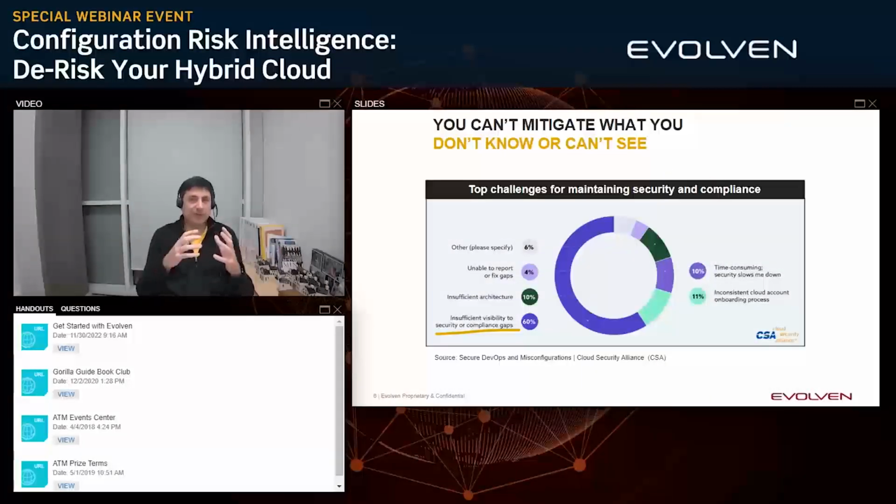So, the statement that visibility is critical to maintaining security and compliance was confirmed in recent research conducted by Cloud Security Alliance. When asked about the top challenges, 60% of the organizations participating in the research pointed to insufficient visibility into security and compliance gaps. And considering the high degree of dependency of these gaps on the configuration, going back to the quote by Forrester or Gartner, we can safely assume that the same percentage applies to the lack of visibility into the configuration.